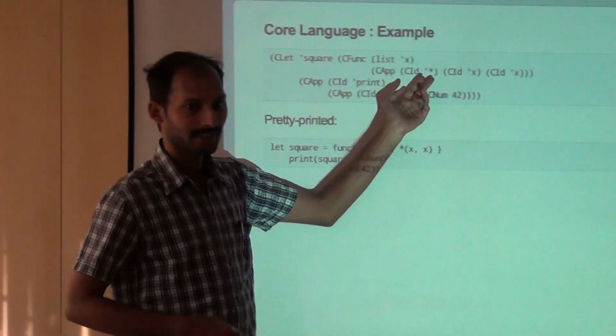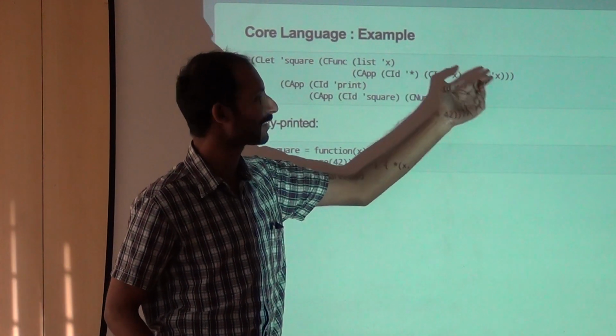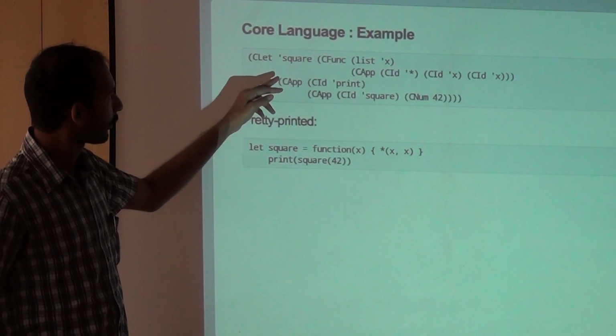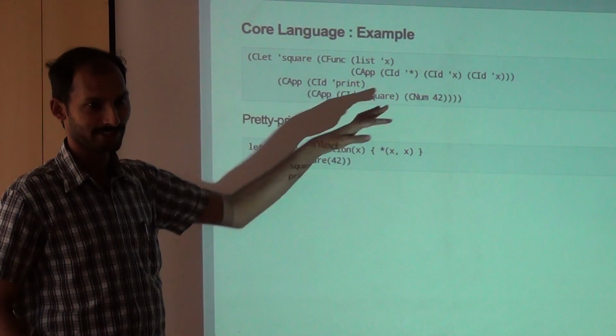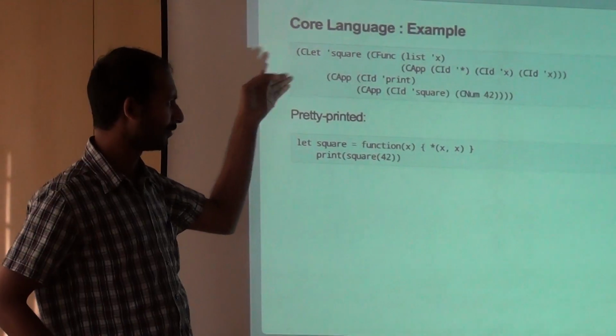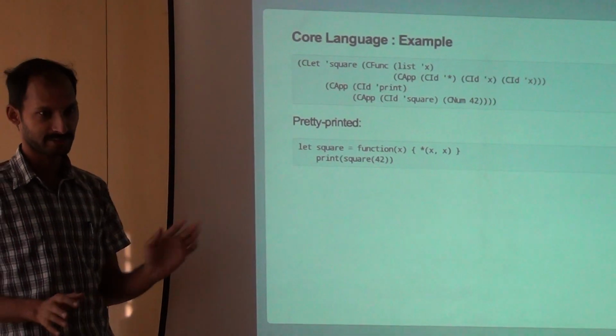So it finds function star and calls that with two arguments, the value of x and the value of x. Then inside that you apply print with the square of this. So this is how the core language is. But it's hard to actually make sense of it, so I return a function to ready print that, and it becomes this.